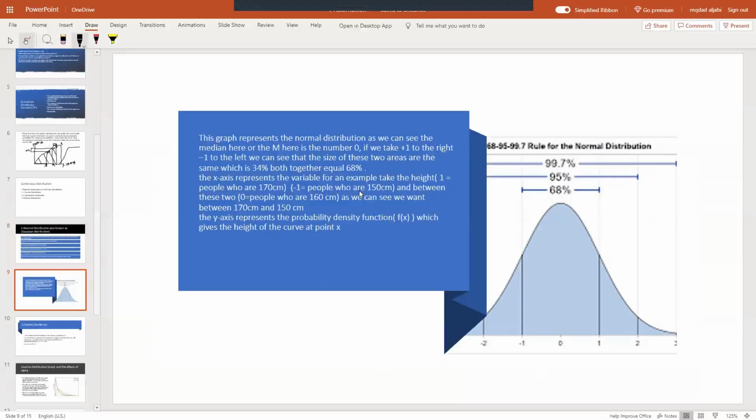The x-axis represents the variable. For example, take the height. 1 is for people who are 170 centimeters, minus 1 is for people who are 150 centimeters, and between those two, 0 is for people who are 160 centimeters. We want the range between 170 and 150 centimeters. We can't just ask what's the probability of people being exactly 150 centimeters? It will be 0, as we talked about earlier, because there's no area. The y-axis represents the probability density function, f(x), which gives the height of the curve at a point x.